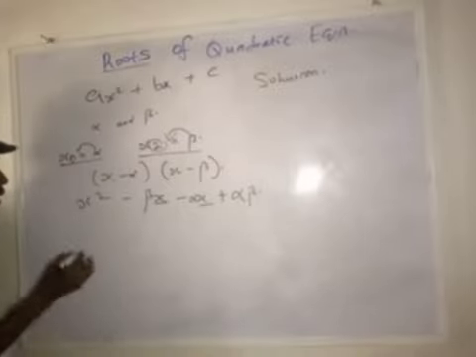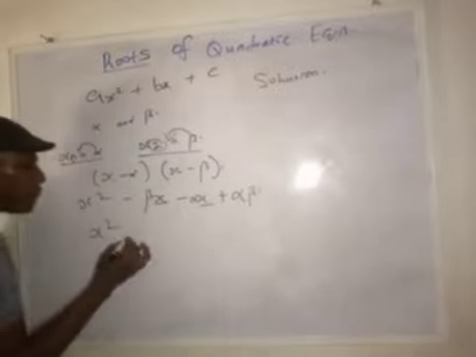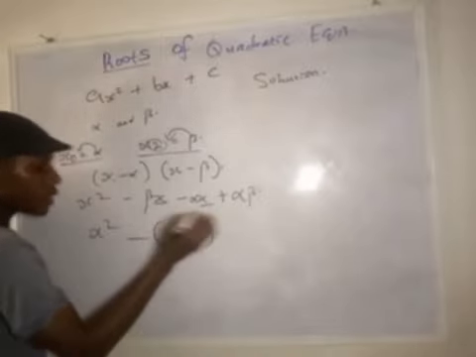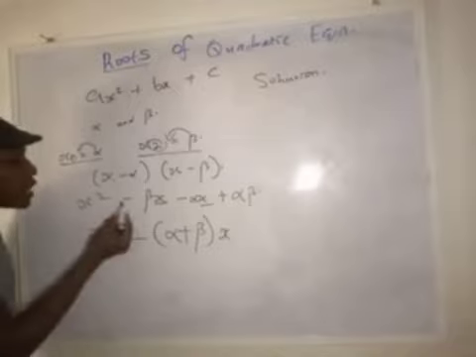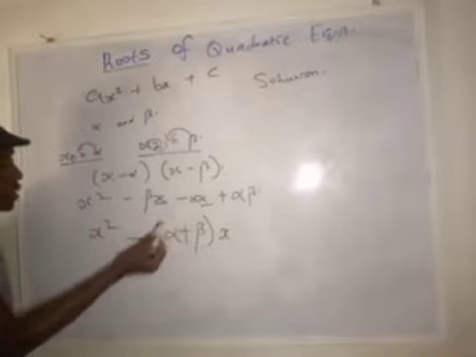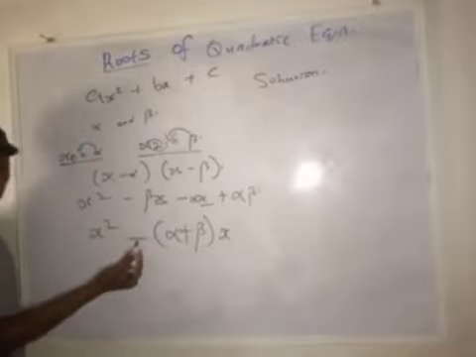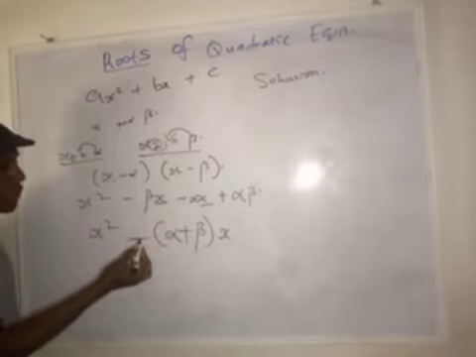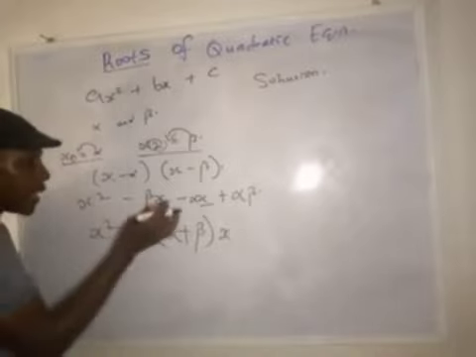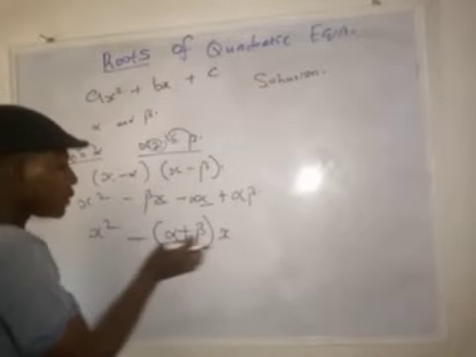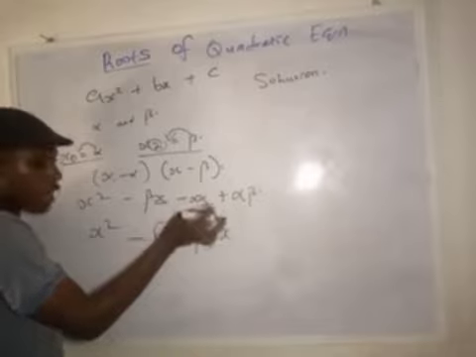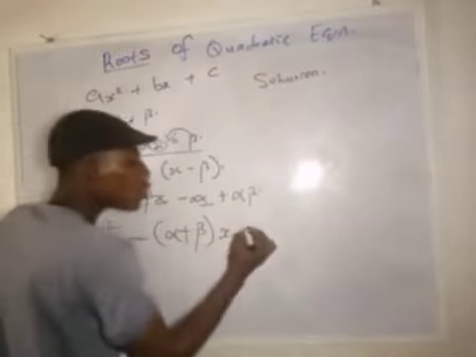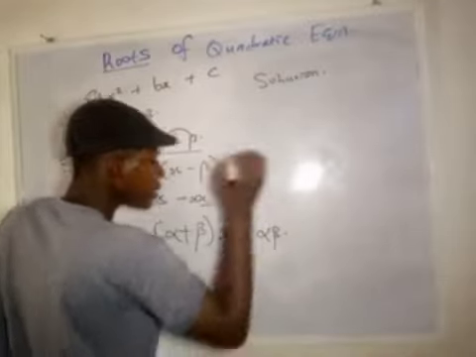It simply means that I can say it is x squared minus alpha plus beta, times x. If I remove the x, minus times alpha gives us minus alpha, and minus times beta gives us minus beta. X multiplied by alpha gives us minus alpha x, and x multiplied by beta gives us minus beta x. And this will be plus alpha beta.